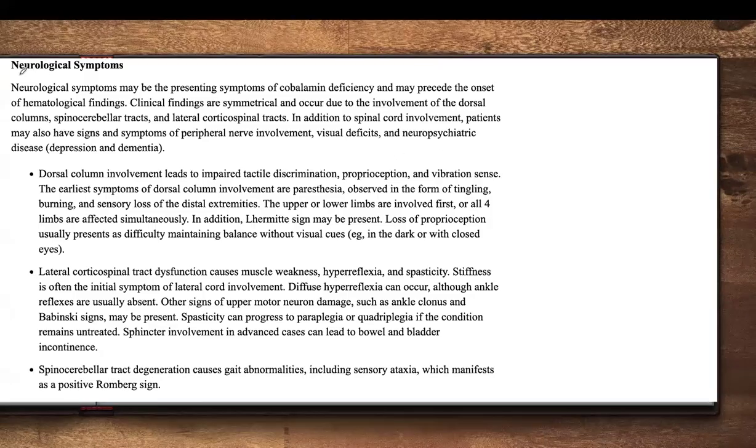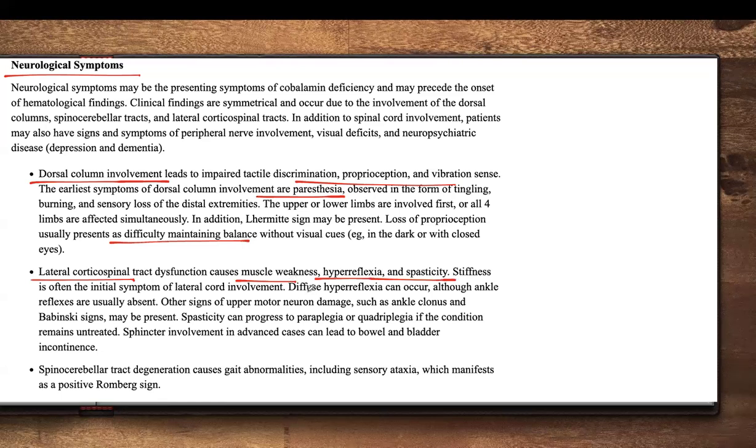So let's see what neurological symptoms we can find in B12 deficiency. Dorsal column involvement will cause difficulty with, as I said, vibration and proprioception. And because of this lost sensation, they will have paresthesia, which means tingling numbness sensation in their extremities. They can also have difficulty maintaining balance because of this. Corticospinal tract involvement will result in muscle weakness and all the upper motor neuron type of features, which are hyperreflexia and spasticity.